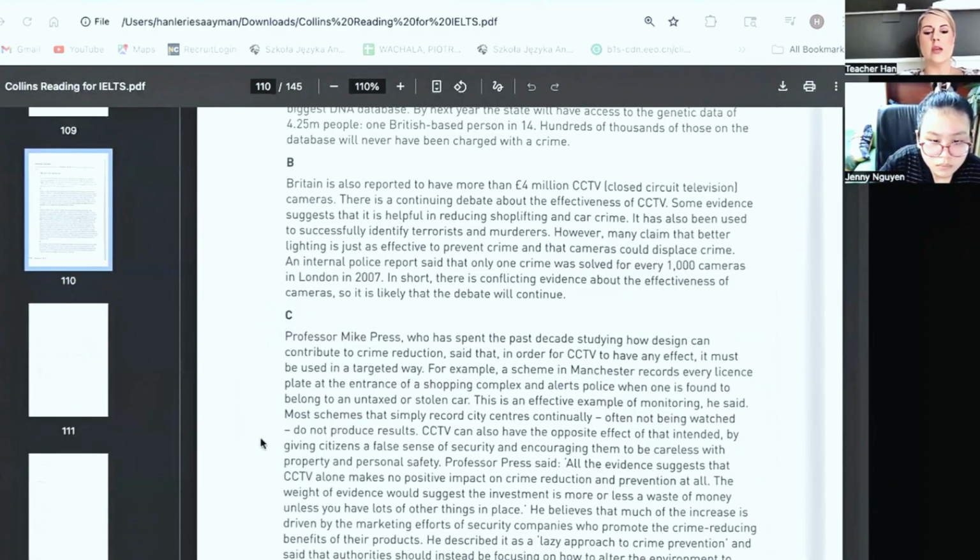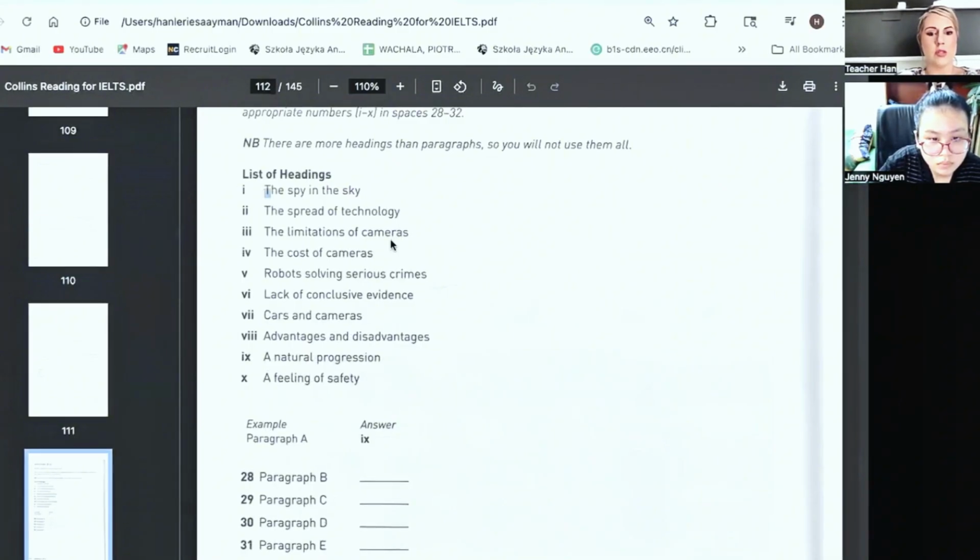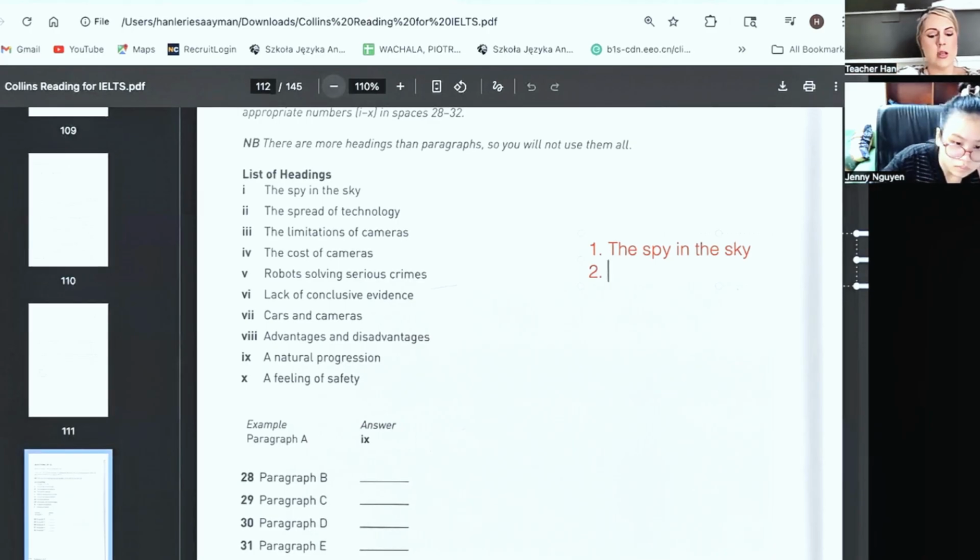Okay, so what I'm going to do is let me help you with this, Jenny. I'm going to type this and then I'm going to move it. So, number 1, the spy in the sky. So I'm going to type these words up and then you're going to tell me which one is the best suited. The spread of technology.